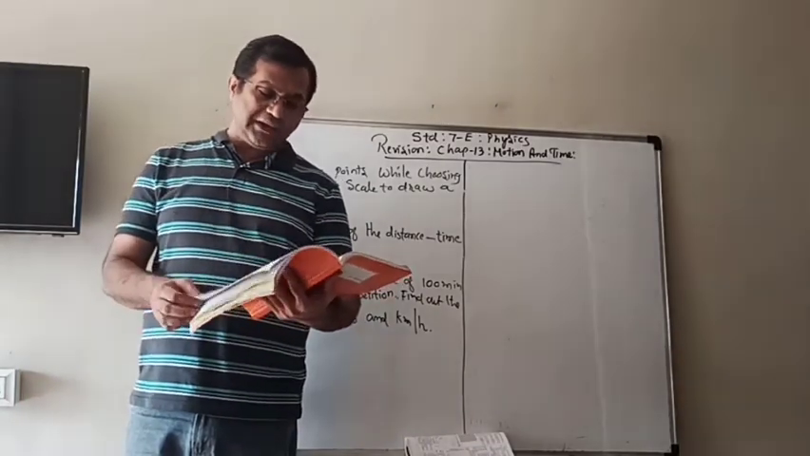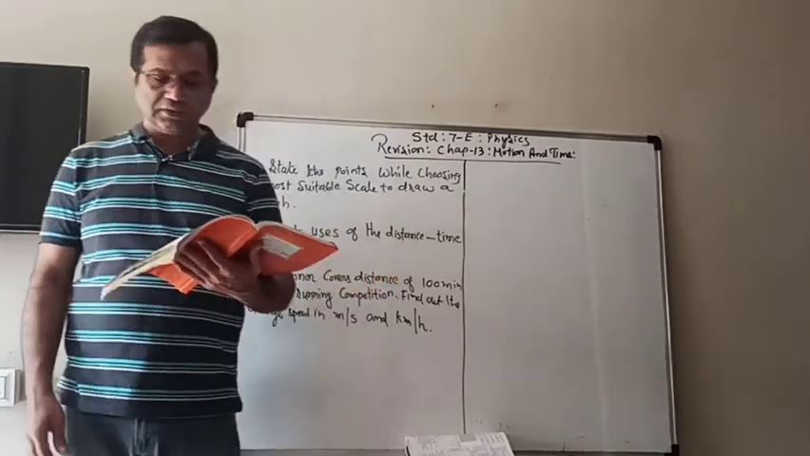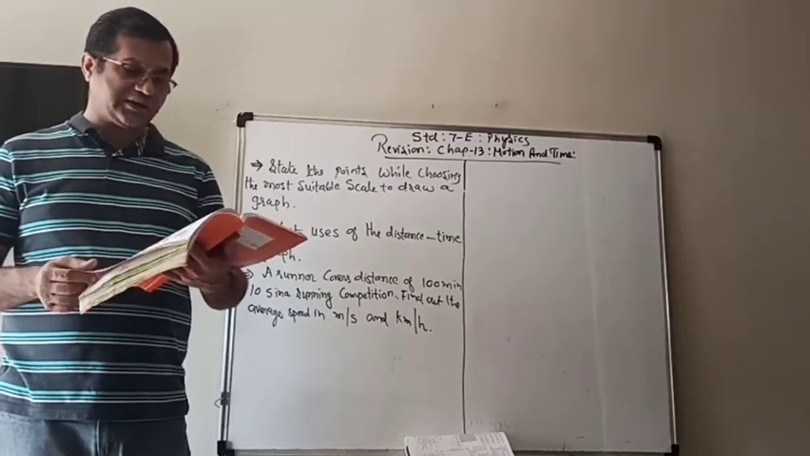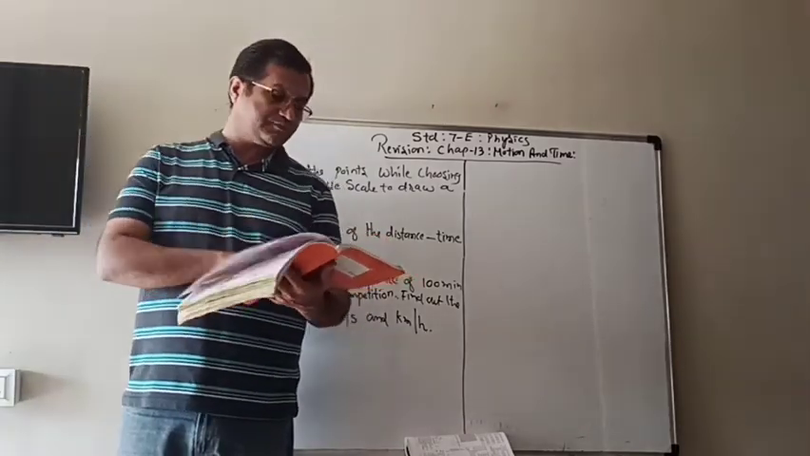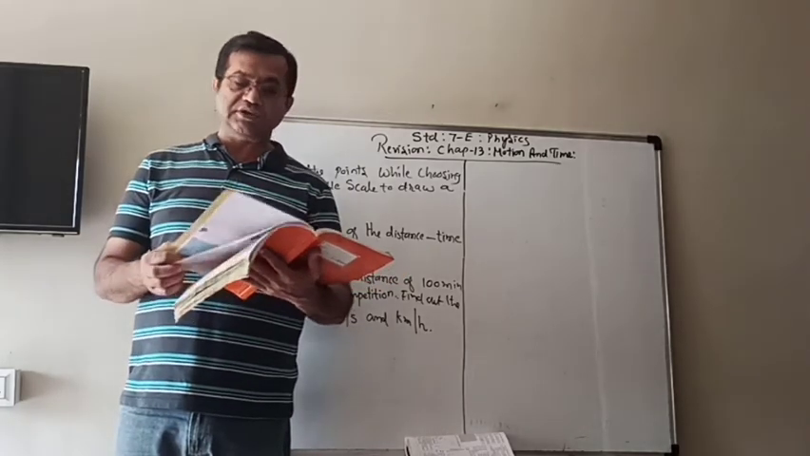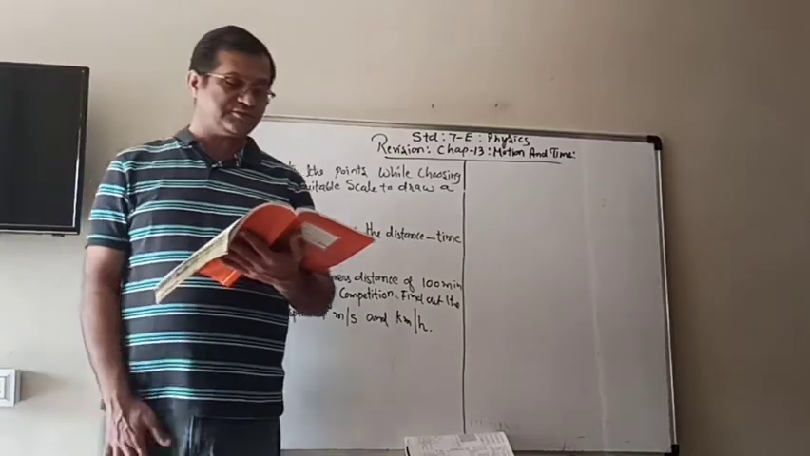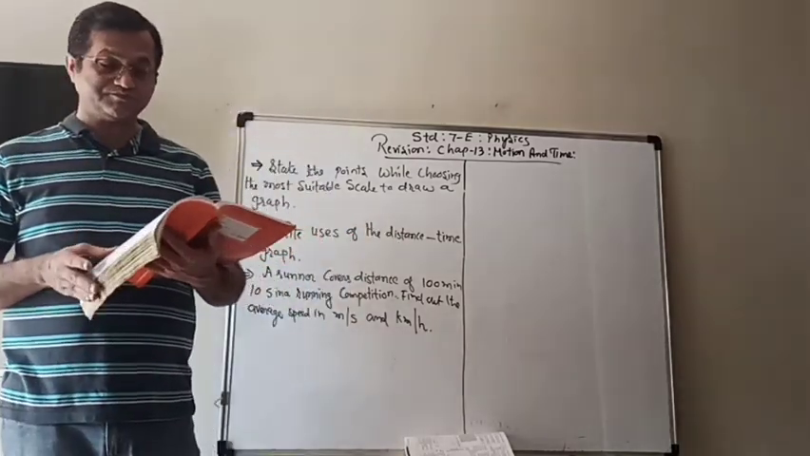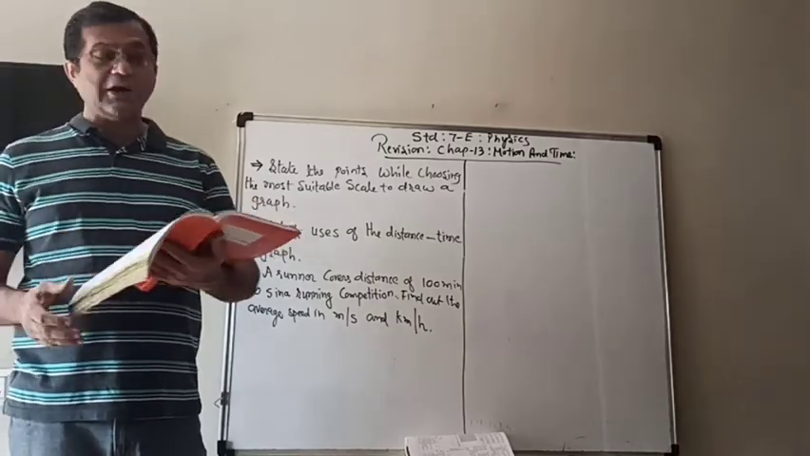Now we learn about the speed and other things like measuring the speed, measuring the time, different devices to measure the time in ancient times. We learn about the pendulum, time period, etc. Now, about the graph.